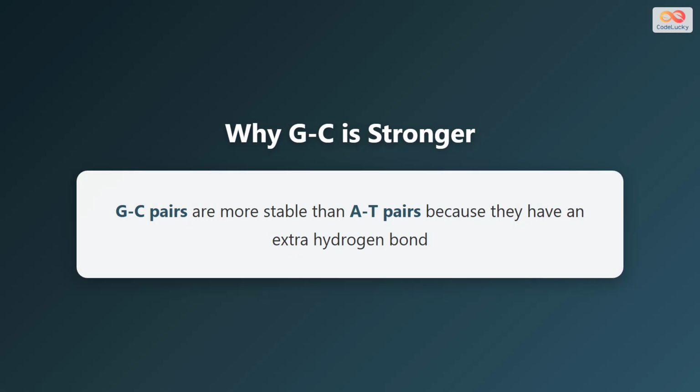Because guanine-cytosine pairs have 3 hydrogen bonds compared to the 2 bonds in adenine-thymine pairs, GC pairs are significantly more stable and stronger. This means DNA regions with a higher percentage of GC pairs require more energy to separate the 2 strands. This difference in stability affects various biological processes, including the melting temperature of DNA and the ease with which strands can be separated for replication or transcription.